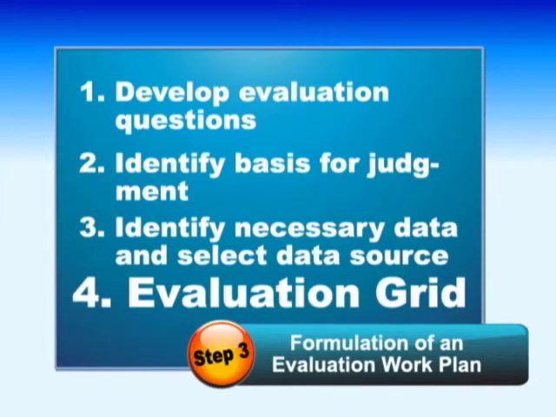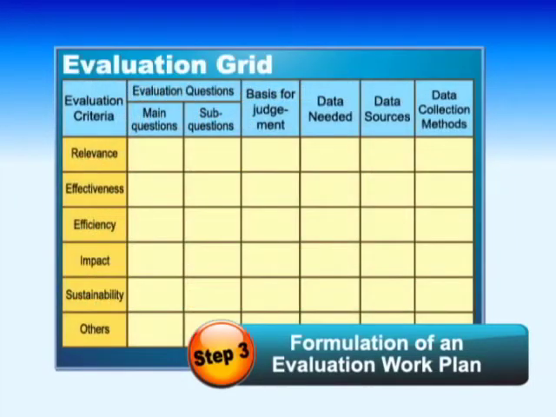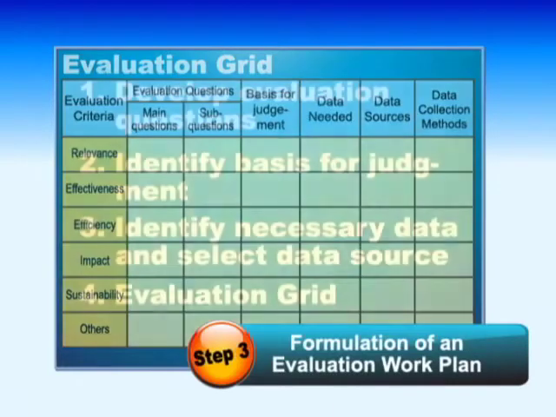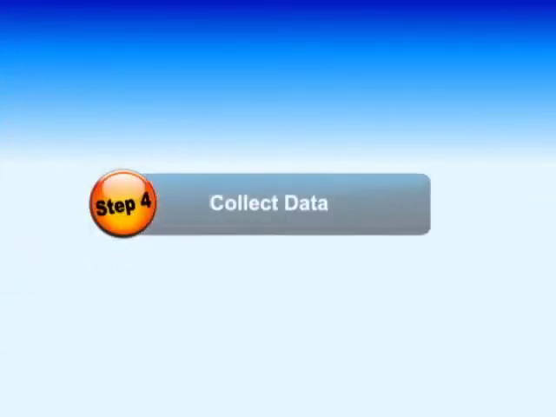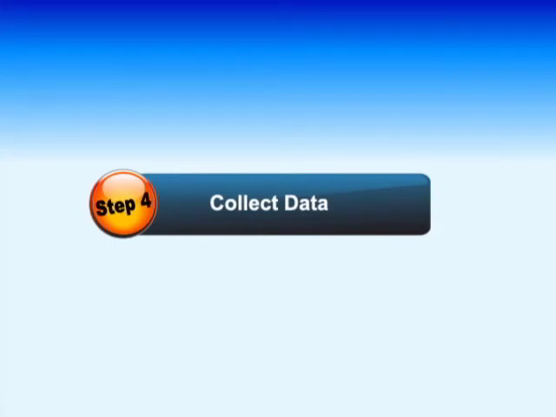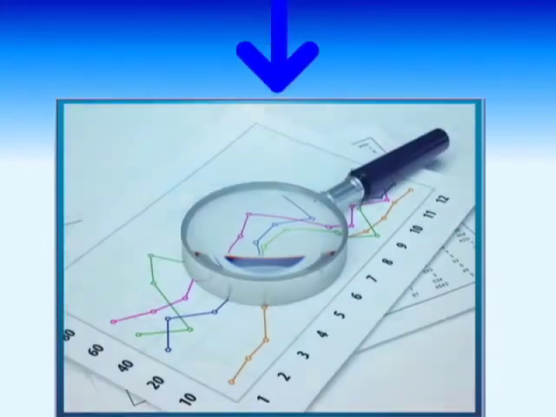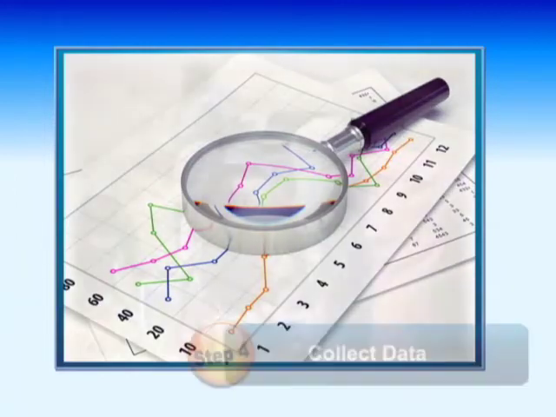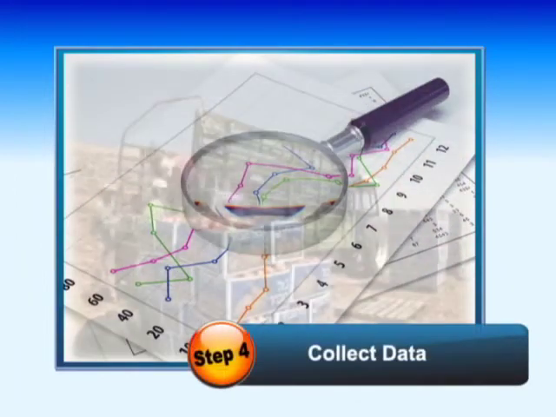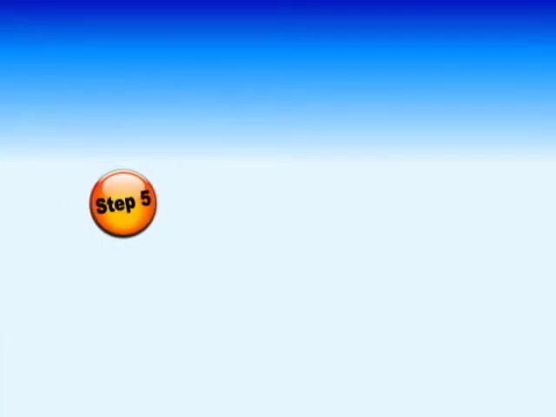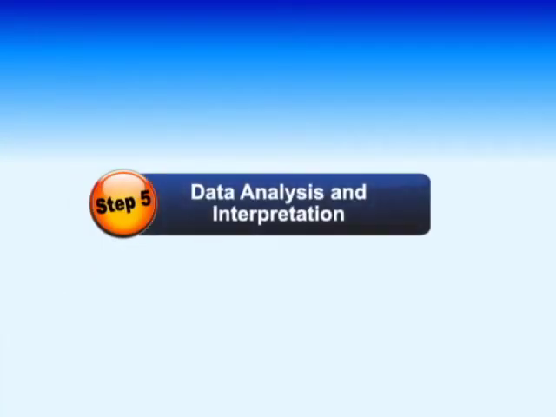4. Lastly, all design content should be integrated into an evaluation grid. An evaluation grid is a table to describe the outline of an evaluation study plan. Step 4 is work to actually collect the necessary data for evaluation through on-site study. Step 5 is data analysis and interpretation.